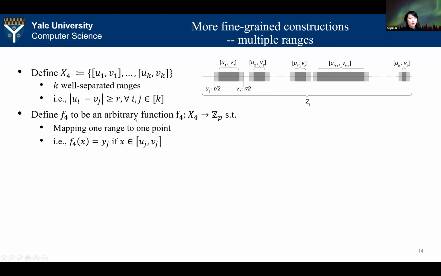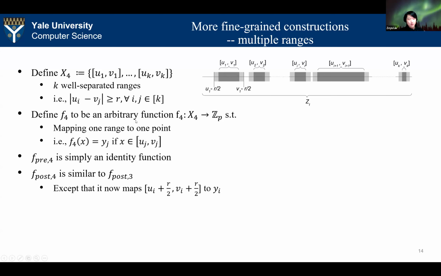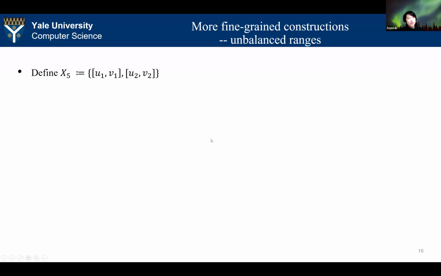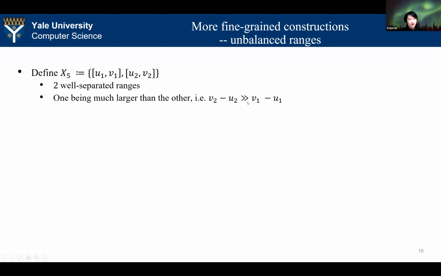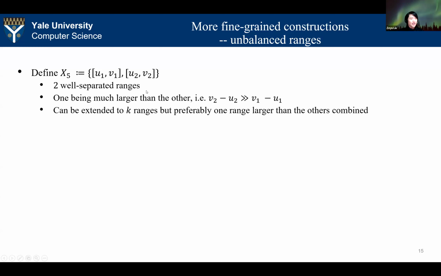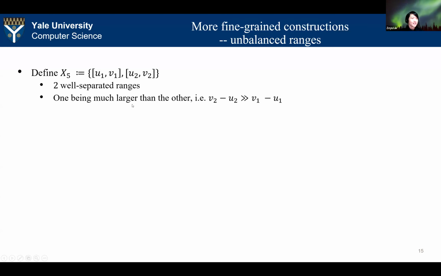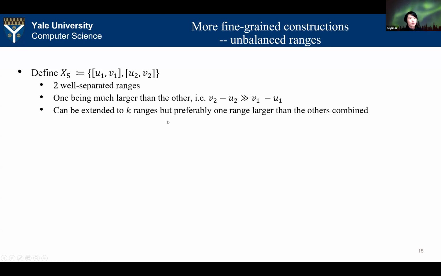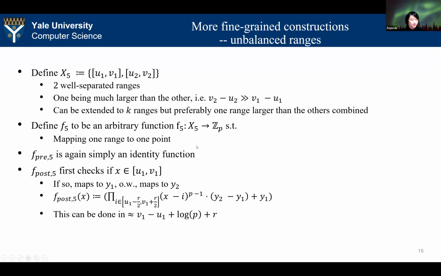In this case, we'll be able to achieve something more efficient than what we described before, but again, I will not talk about the details. And lastly, I want to mention what we call unbalanced ranges. Suppose we have only two ranges, again well separated, but one is a lot larger than the other. Then we can do it more efficiently than the previous case. Of course, it can be extended to k ranges, preferably with one range that is much larger than all the other ranges combined. Okay, I'll skip our construction.